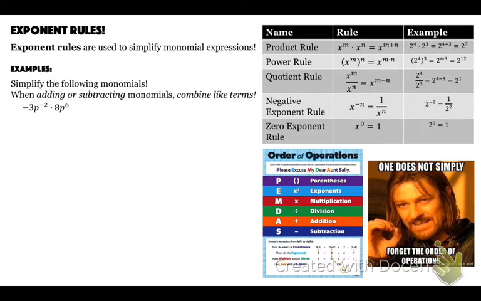Cool. Okay, let's look at this one. So again, let's just write on this. I'm going to take this and multiply it to this. So I'm going to multiply my like terms. Well, I have negative 3 times 8. Then I also have p to the negative second and p to the 6th.